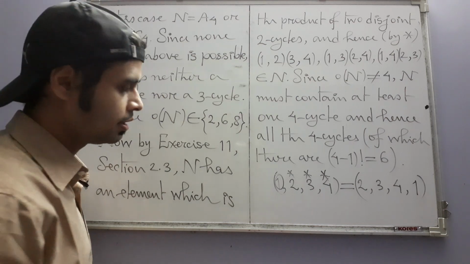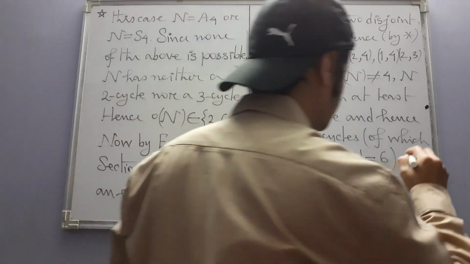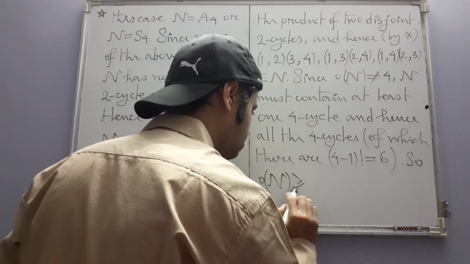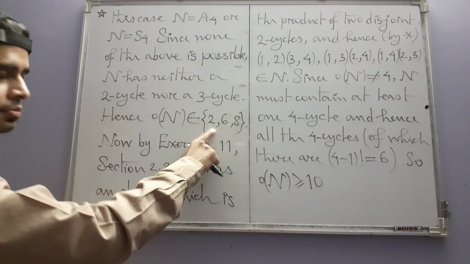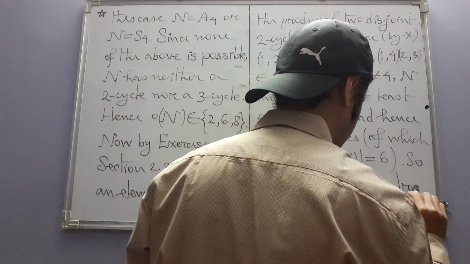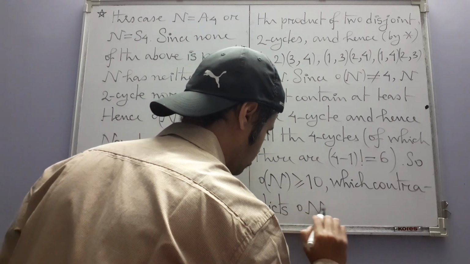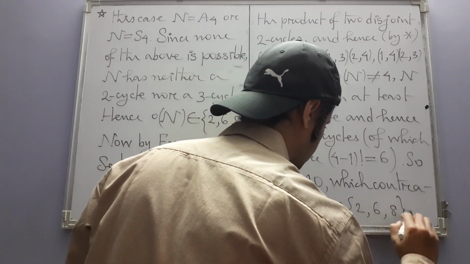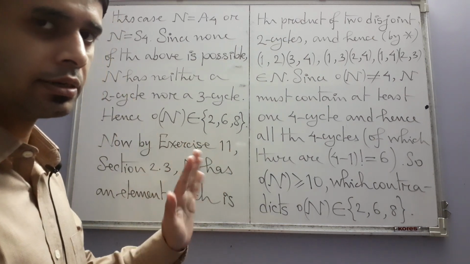So now besides these 4 elements, the 3 elements and the identity, we have additional 6 elements at least in N. That means at least there are 10 elements in N. So the order of N is greater than or equal to 10, which contradicts this. That means our supposition is wrong. Whatever we supposed about N, such an N does not exist.